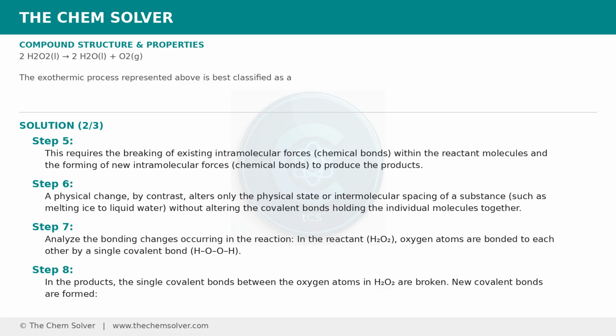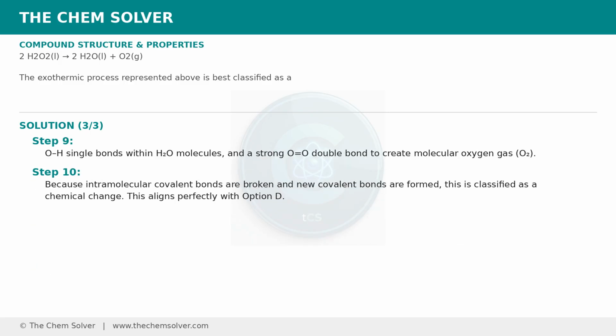Analyze the bonding changes occurring in the reaction. In the reactant, H2O2, oxygen atoms are bonded to each other by a single covalent bond, H-O-O-H. In the products, the single covalent bonds between the oxygen atoms in H2O2 are broken. New covalent bonds are formed: O-H single bonds within H2O molecules, and a strong O=O double bond to create molecular oxygen gas, O2. Because intramolecular covalent bonds are broken and new covalent bonds are formed, this is classified as a chemical change.